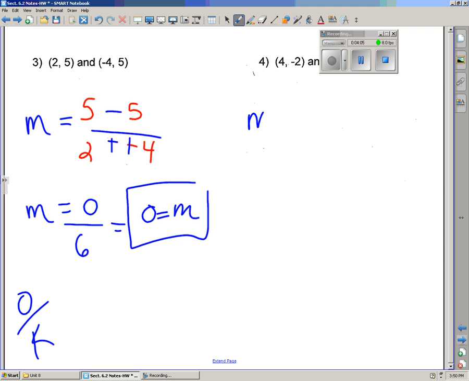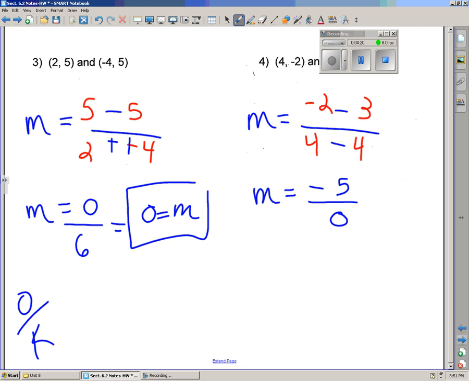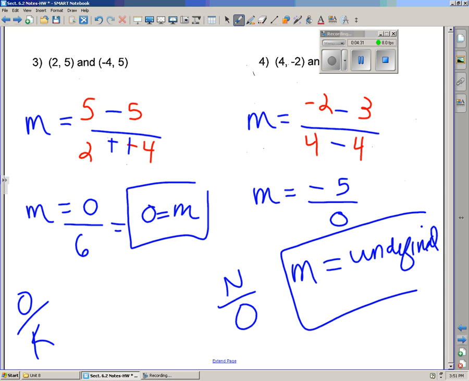When I go for the next one, in this case, I'm going to have -2 and 3 and 4 and 4. When I do the math here, I get a -5 over 0. Remember, it's not okay, no way to have 0 on the bottom, and your slope is undefined. It doesn't work. And that's how you simplify slopes that have 0 on the top or 0 on the bottom.